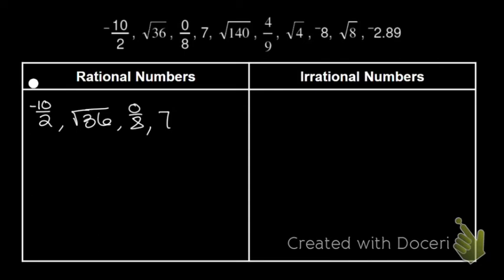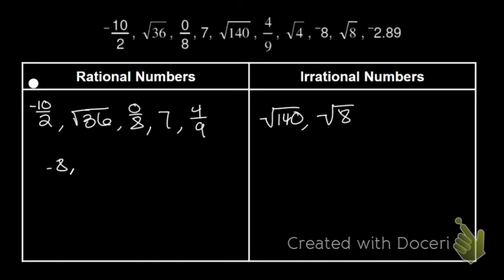The square root of 140. Okay, the square root of 140 is not a perfect square. We're going to talk about perfect squares later on, but by it not being a perfect square, it's irrational. Then we have 4 over 9. Anything that's a fraction already is rational. So 4 over 9 goes here. Negative 8 can be made into a fraction, and anything that can be made into a fraction is rational. So I got negative 8 here, and we have the square root of 8. The square root of 8 can go here because it's not perfect.